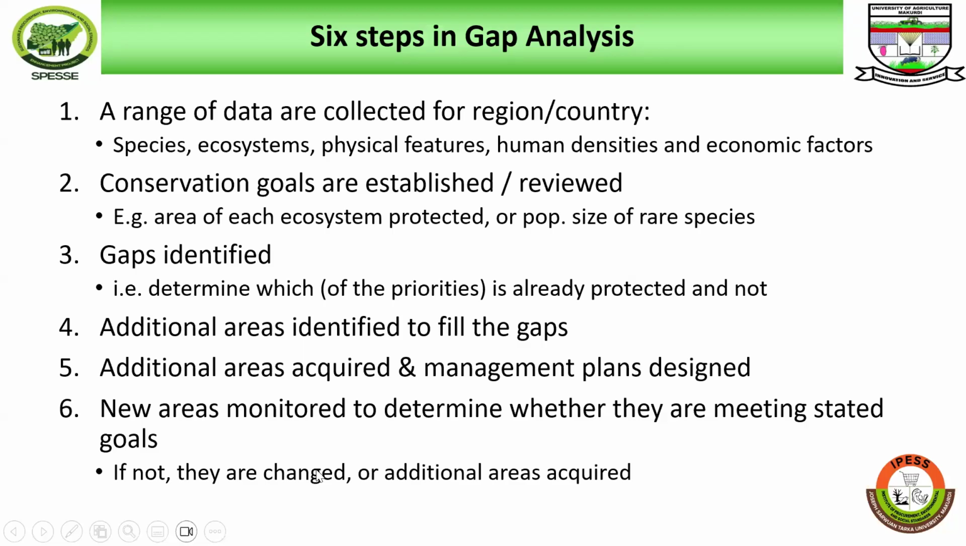If they are not meeting your goals, you change them with additional areas acquired. So it's more of an agile way of planning and management. You observe and then you change or tweak to fit exactly what you want. But it starts from identifying gaps within a country or a region.